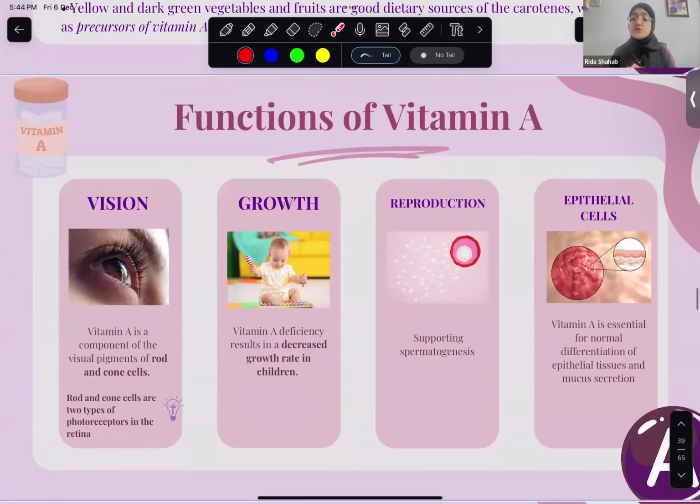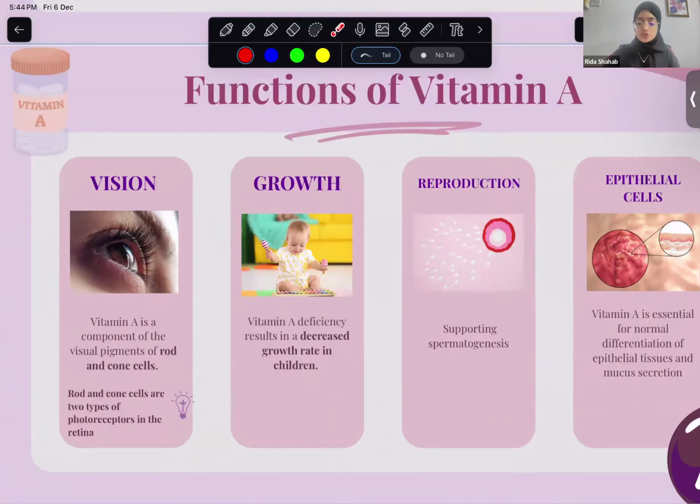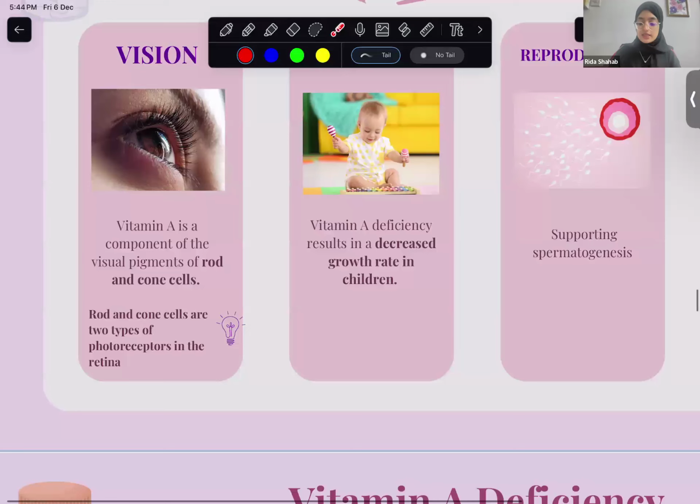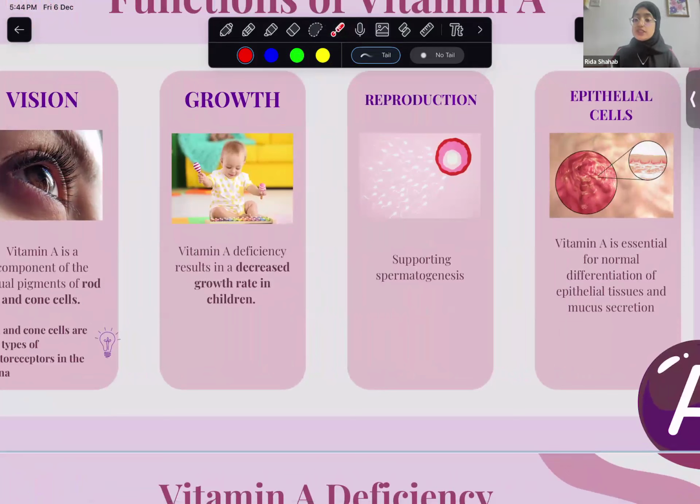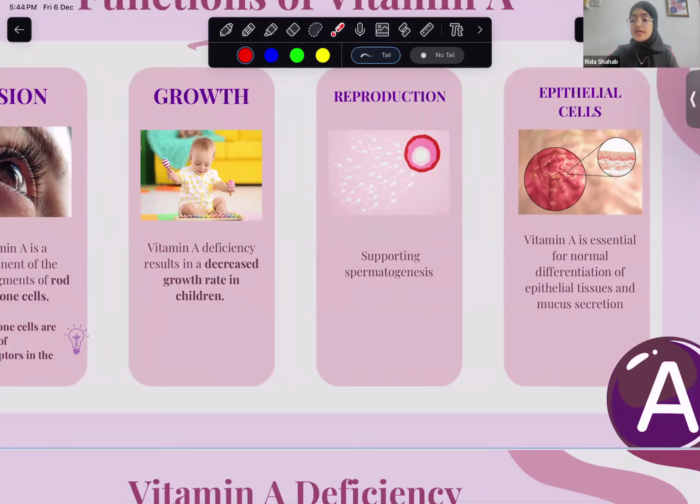The functions of vitamin A are super important to understand for you to understand what deficiencies it causes. We have vision: vitamin A is a component of visual pigments like rod and cone cells. Rod and cone cells are photoreceptors of your retina, okay? So if you have a vitamin A deficiency, there's going to be something wrong with your eyesight, and that's called night blindness, by the way. We also have growth. Vitamin A deficiency can cause decreased growth rate in children. Vitamin A also supports spermatogenesis. For epithelial cells, vitamin A is essential for normal differentiation of epithelial tissues as well as mucus secretions.